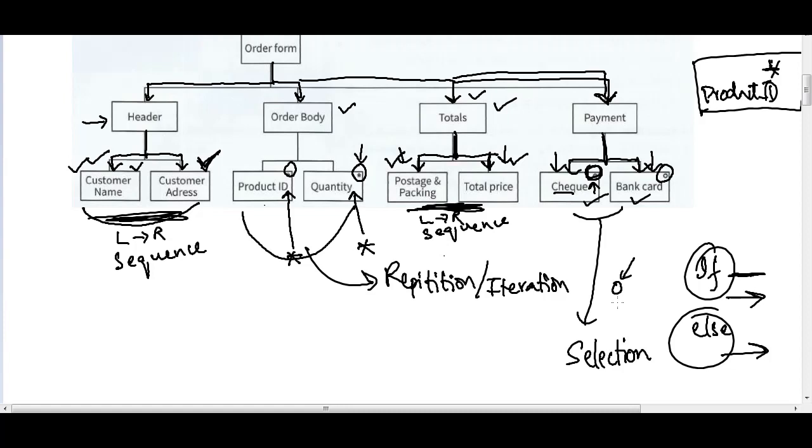This completes our modeling of the order form, and hopefully you've understood. This has given you some meaning, some insight into what a Jackson structure diagram does. So this is a Jackson structured data diagram.